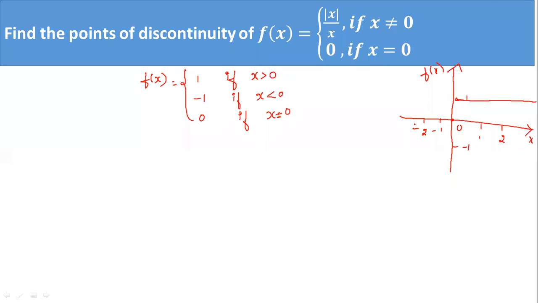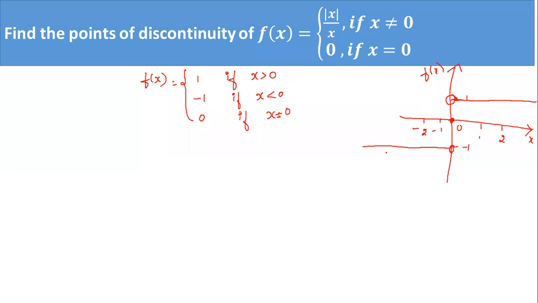If x is less than 0, what is f of x? You can see the graph. I have drawn this. I have made a hole over here. So if x is less than 0, it is minus 1. For x equal to 0, it is 0. So by looking at the graph, what you can say, is it a continuous graph or not continuous? Just by looking at the graph, what you can say? Is it continuous or not?